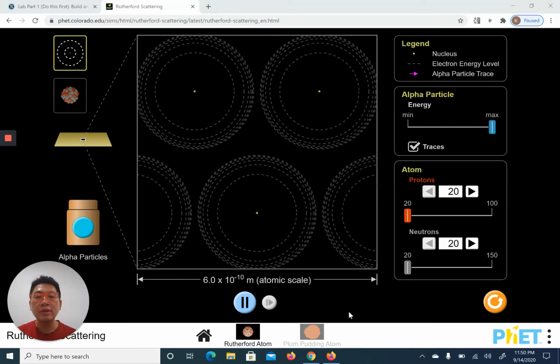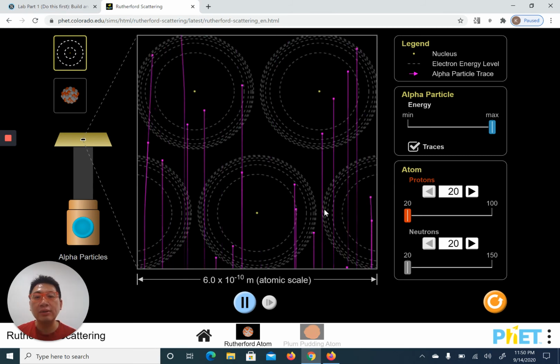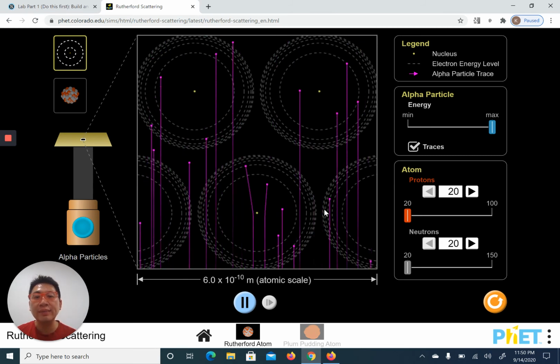Okay, so the second part of this lab, I'm going to show you this Rutherford scattering. You should have done some of the questions on it, or just played around with it. Now I'm going to show you what this looks like and ask you some questions on it. So one of them was to put it down to 20 protons. I also have to turn it down to 20 neutrons right now. I'll fire alpha particles. I have the trace on, so you can see all these alpha particles firing away.